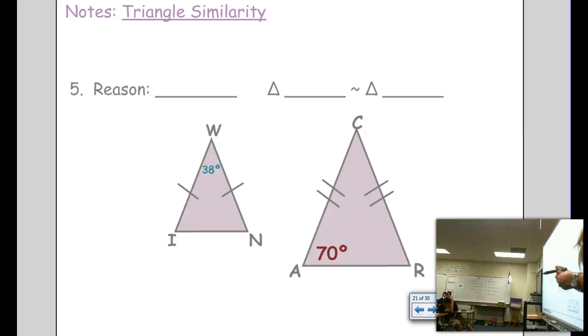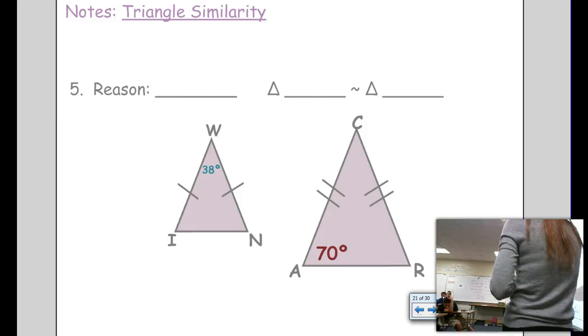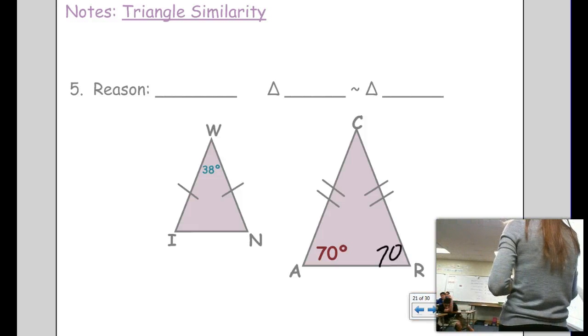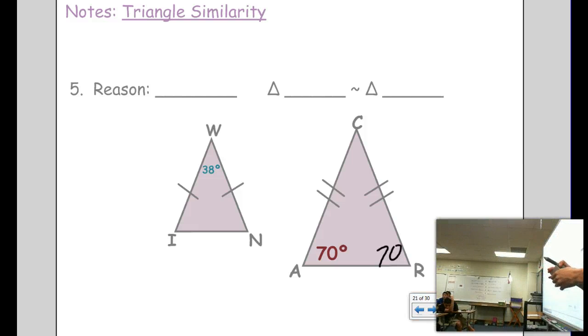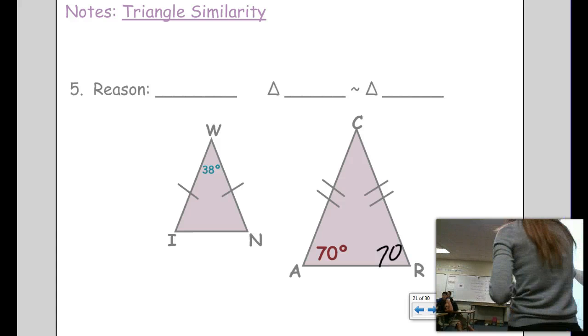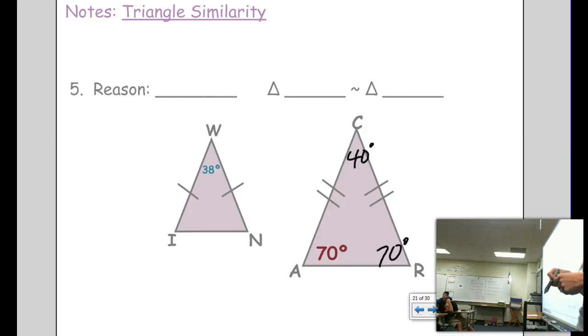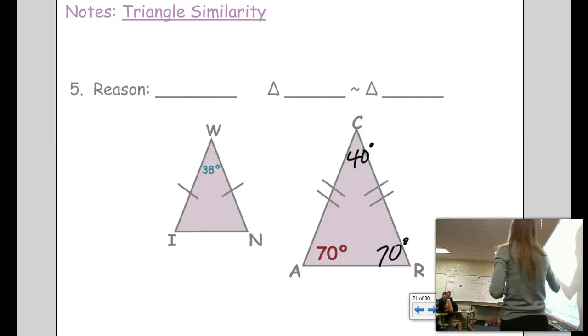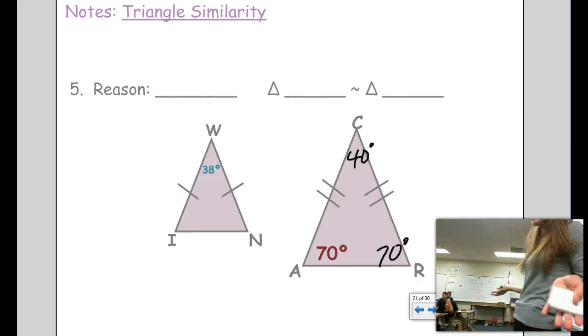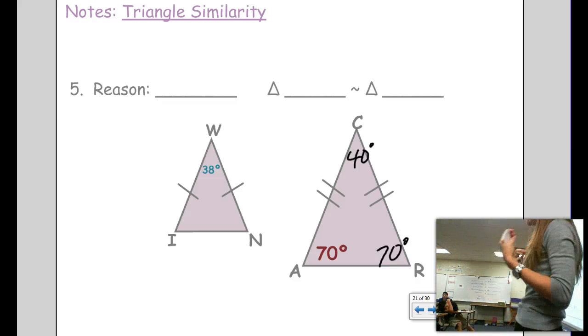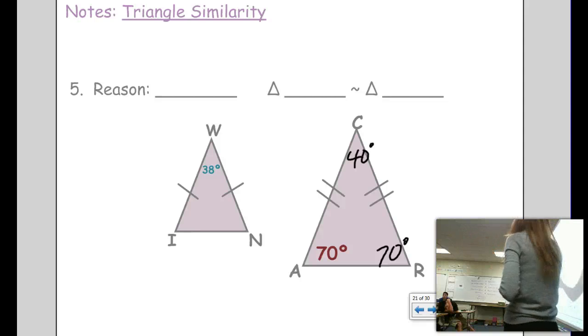I don't think it's 38. This is isosceles. So if that's 70, then that's 70. So can you find that one for me? Very good. He's good at mental math. That angle is 40. If that angle was 38, it would totally be side angle, side, side angle, side. But that angle is not 38. The angles don't match. So what do we put as our answer?